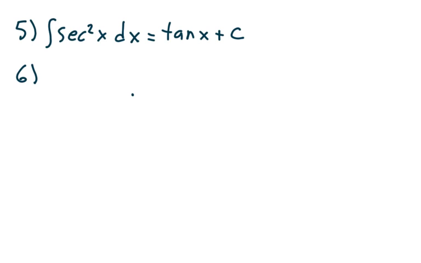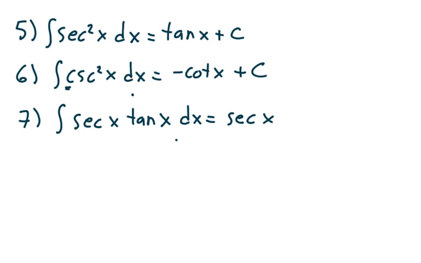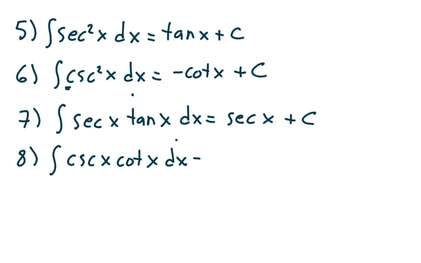Number 6, the integral of cosecant squared x dx is negative cotangent x plus c. Number 7, the integral of secant x tangent x dx. The derivative of secant x is secant x tangent x, so the integral of secant x tangent x dx is secant x plus c. Number 8, the integral of cosecant x cotangent x dx is negative cosecant x plus c.